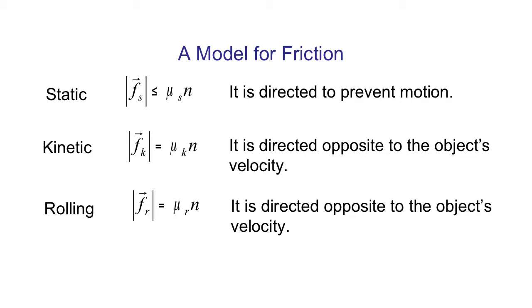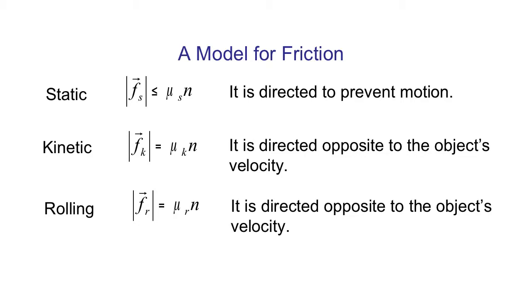The other one is kinetic friction. And this is the friction when you're already moving. It's a force that opposes the direction of your velocity. So it acts to try to slow you down. And it also is proportional to the normal force. Not the direction of the normal force, only the magnitude of the normal force.